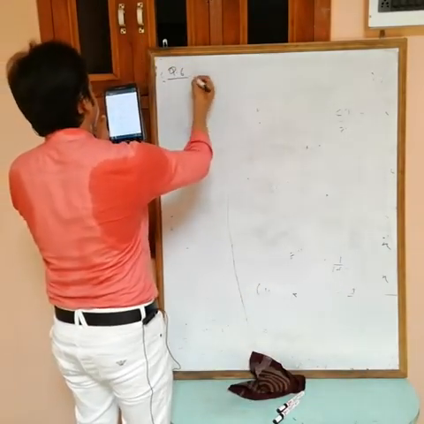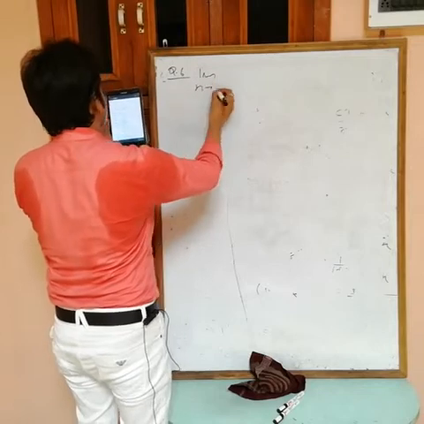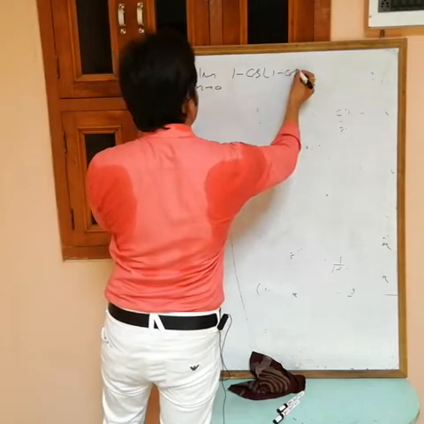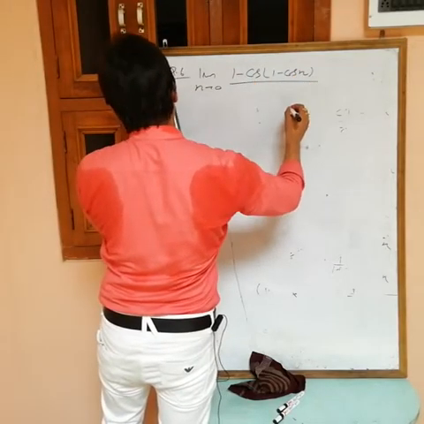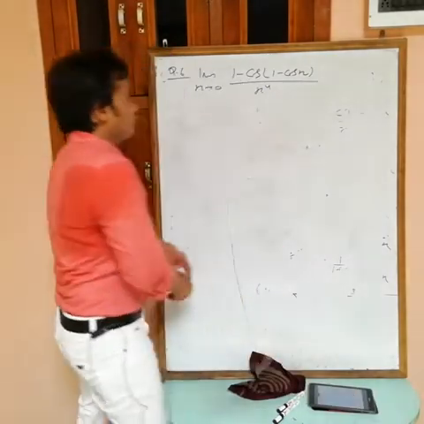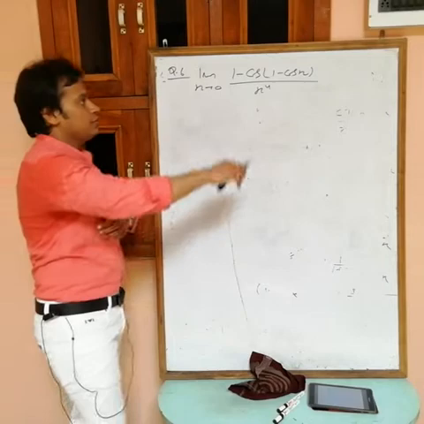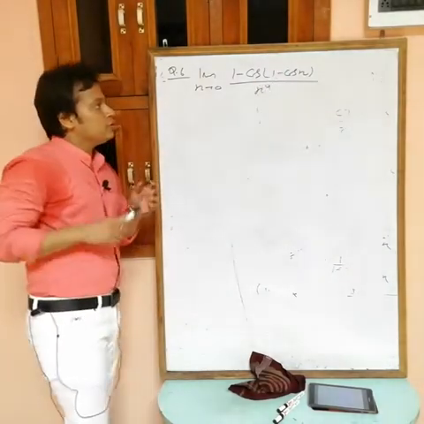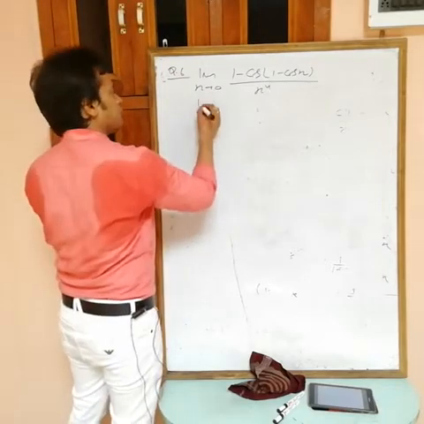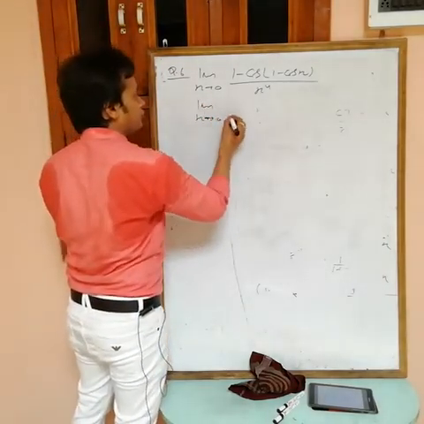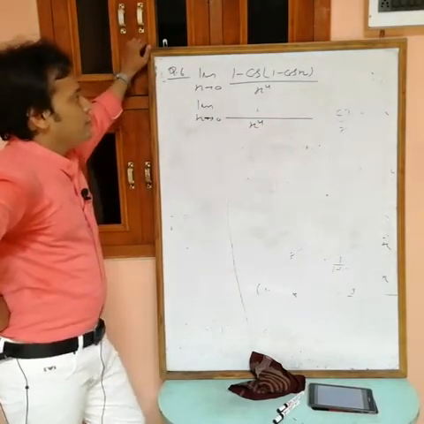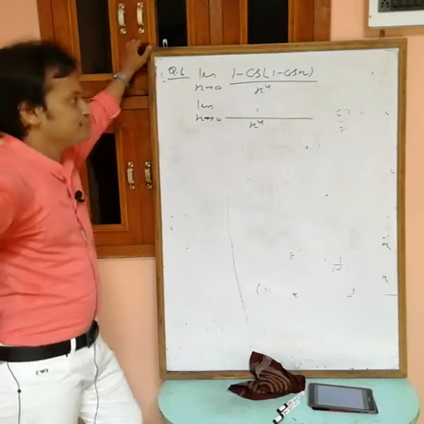Question number 6. Limit x tending to 0, 1 minus cos of 1 minus cos x by x power 4. This is cos of 1 minus cos x. How can we simplify this one? See, limit x tending to 0. In the denominator we have x power 4. 1 minus cos of 1 minus cos x.